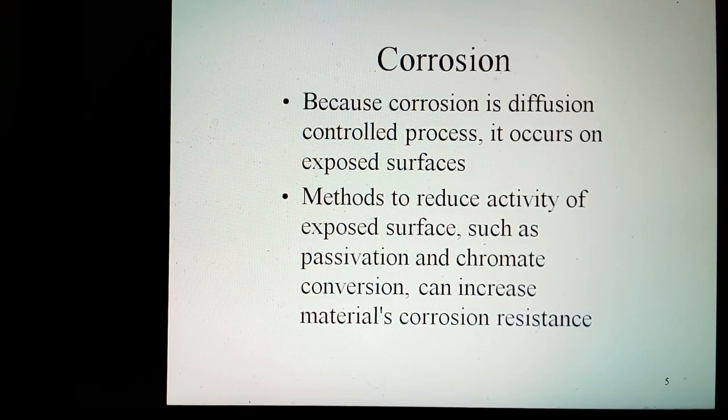Because corrosion is a diffusion-controlled process, it occurs on exposed surfaces. As a result, methods to reduce the activity of the exposed surface, such as passivation and chromate conversion, can increase a material's corrosion resistance. However, some corrosion mechanisms are less visible and less predictable.